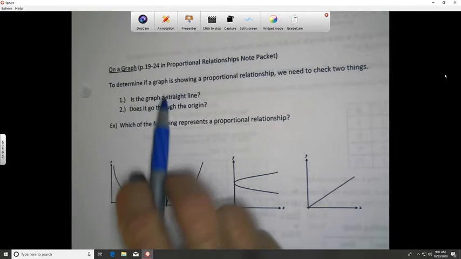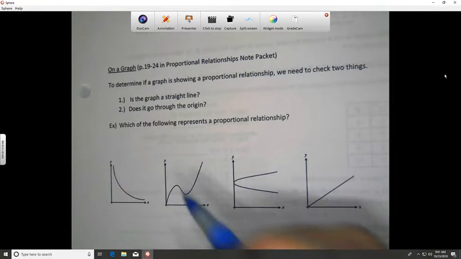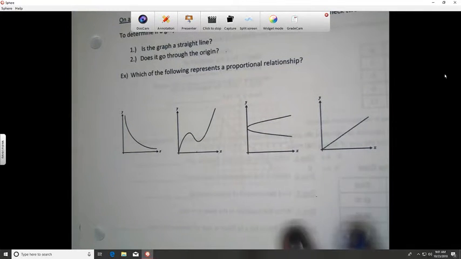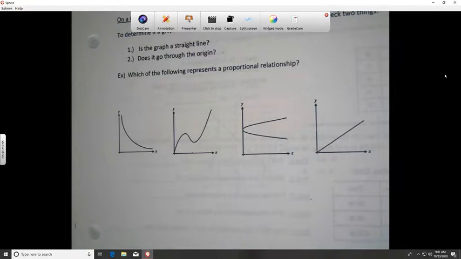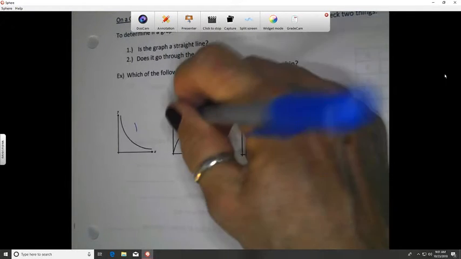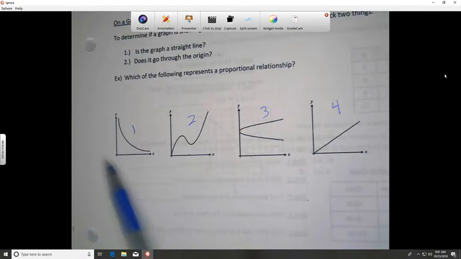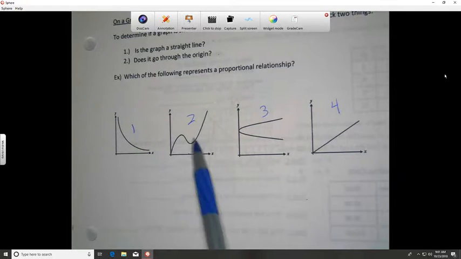We have to have two things, straight lines through the origin. So which one of these graphs has a straight line and goes through the origin? I should see every single hand in this class up. Okay, I'm gonna call this 1, 2, 3, 4, and I'm gonna point to it, and you're gonna say yes or no. 1, No. 2, No. 3, No. 4, Yes. Good.